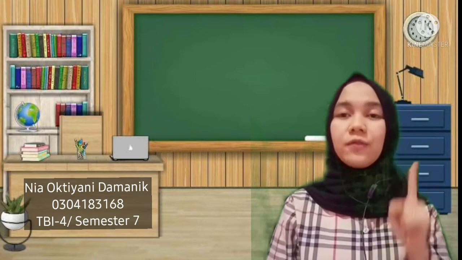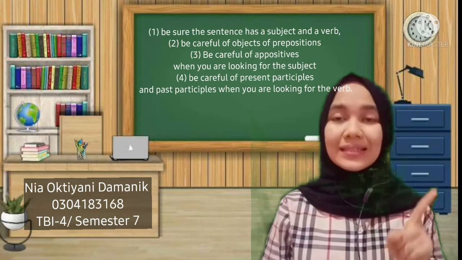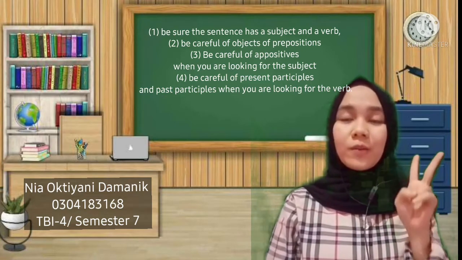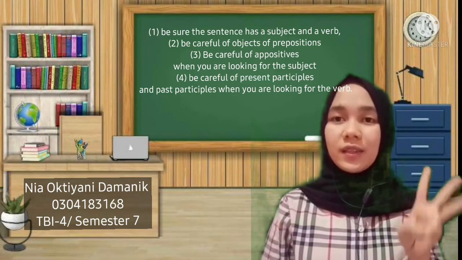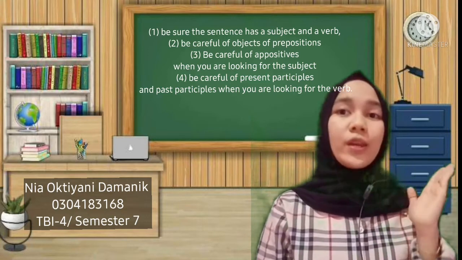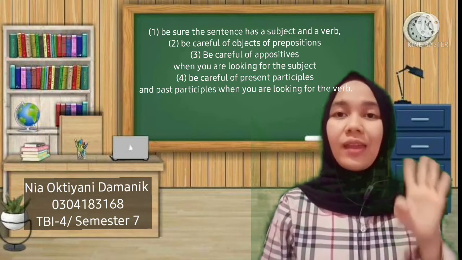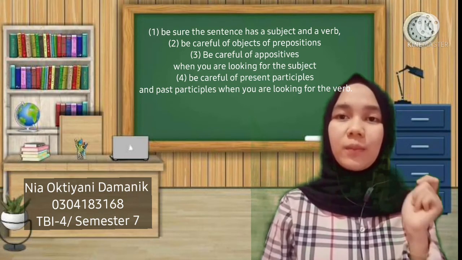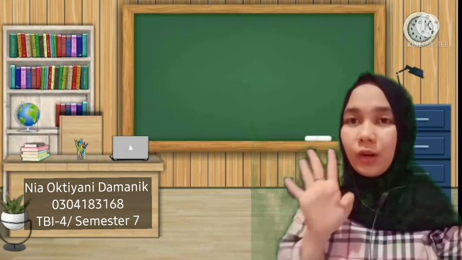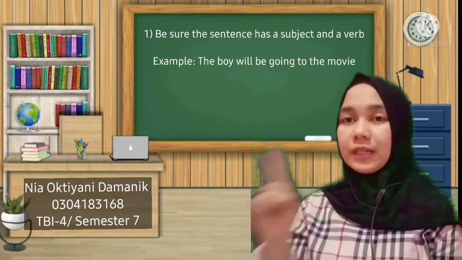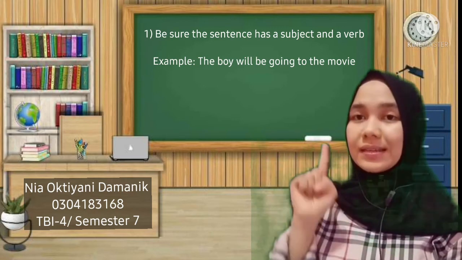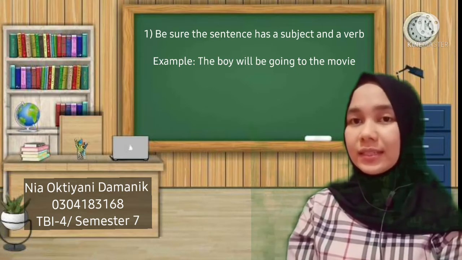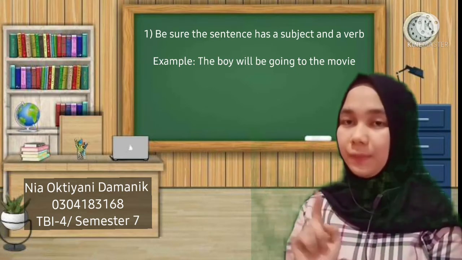There are four. The first is be sure the sentence has a subject and verb. The second is be careful of object of preposition. The third is be careful of appositive when you are looking for the subject. And the fourth is be careful of participle when you are looking for the verb. Okay, from the four points that I mentioned before, the first is be sure the sentence has a subject and verb. In an English sentence, there is at least a subject and a verb.